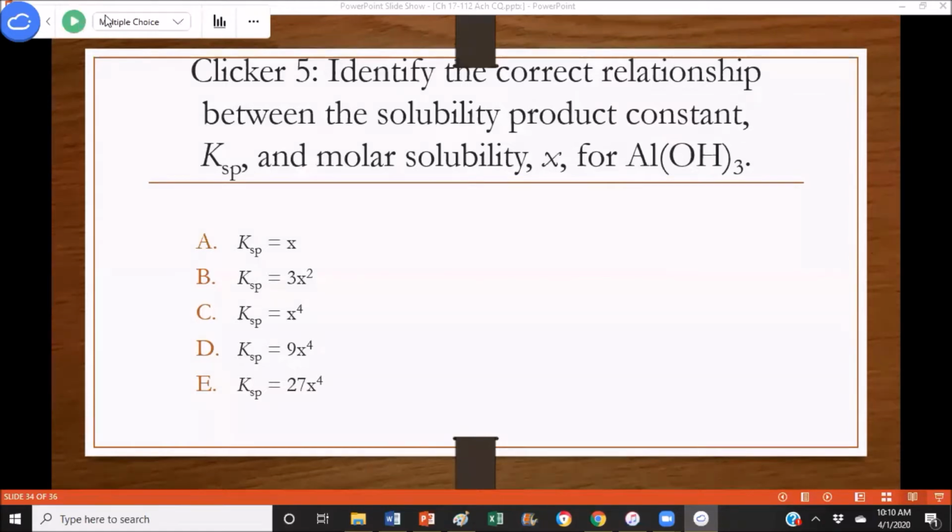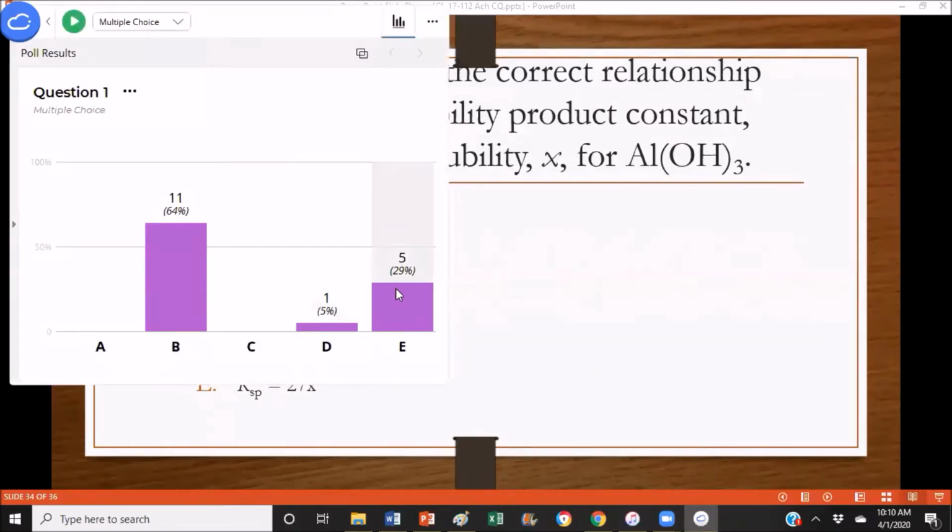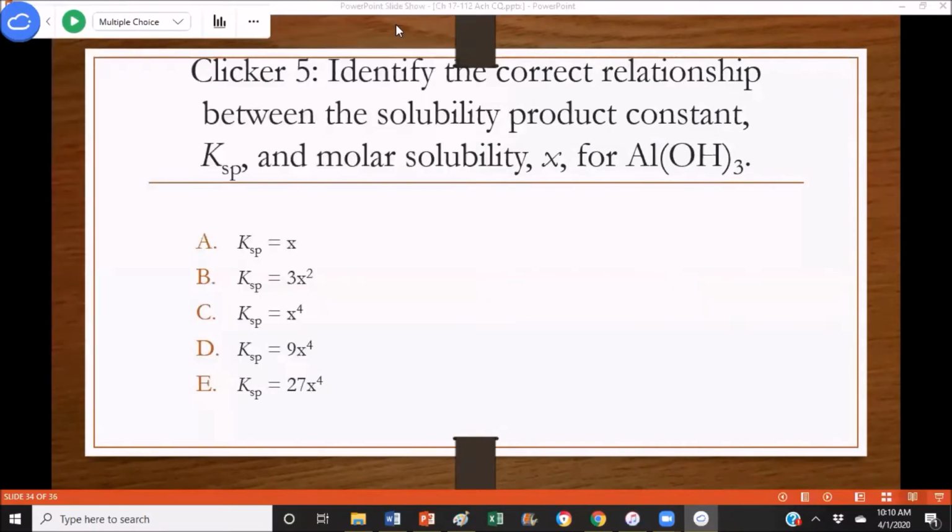And okay. So correct answer. Oh, it's E. I got it right. Yeah.